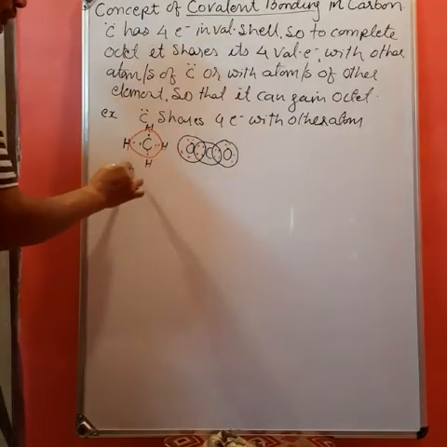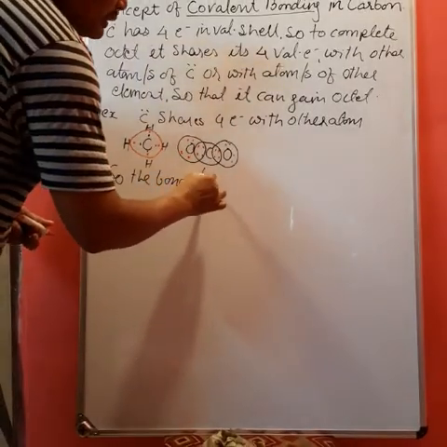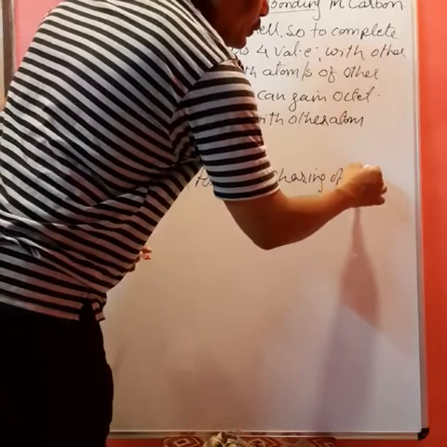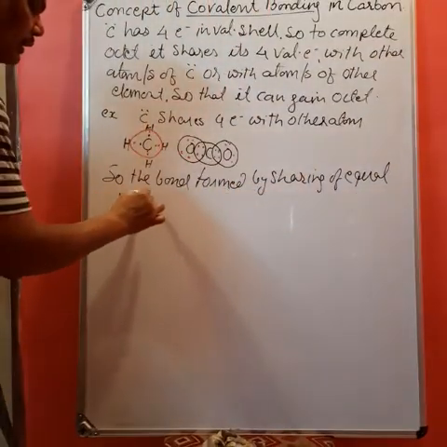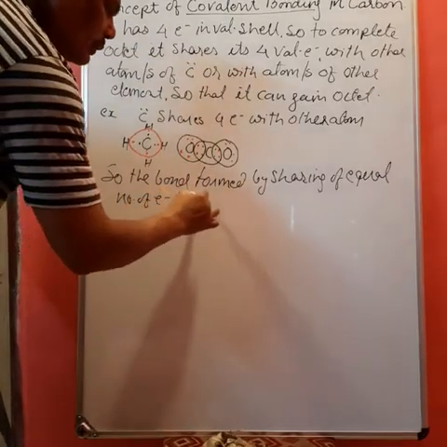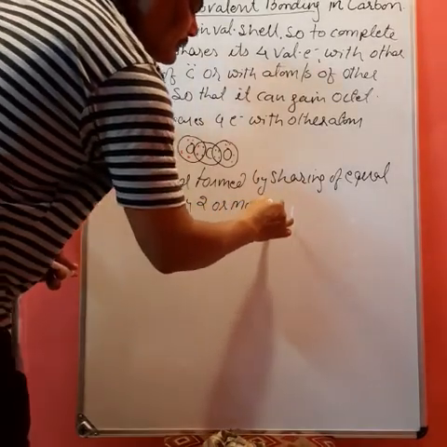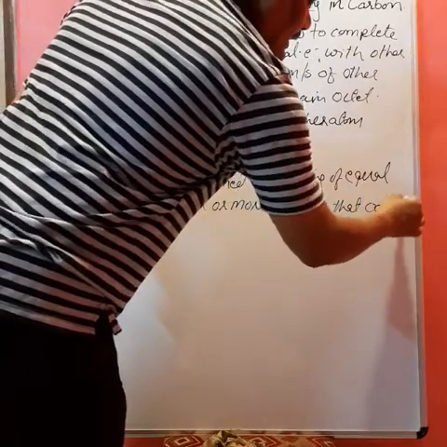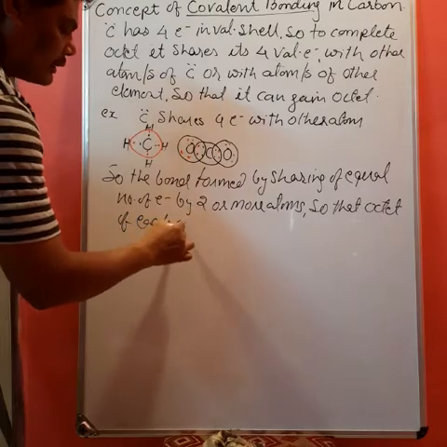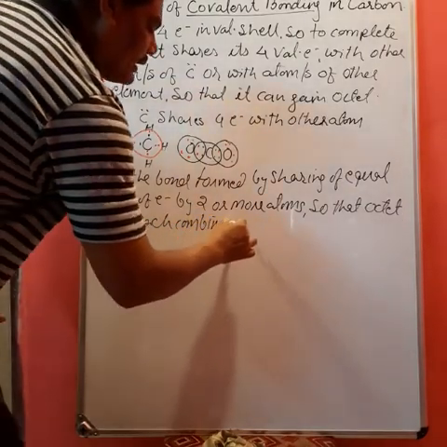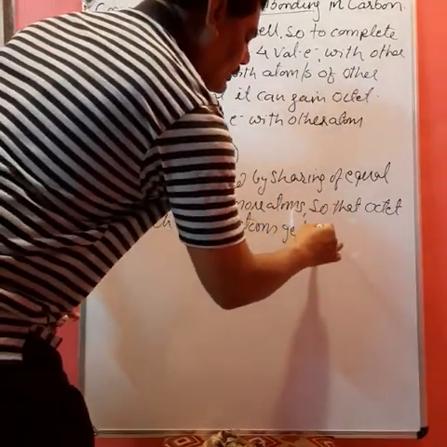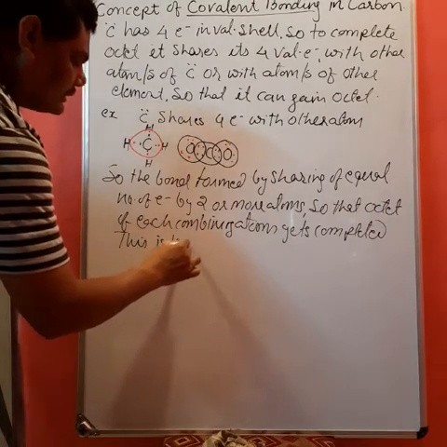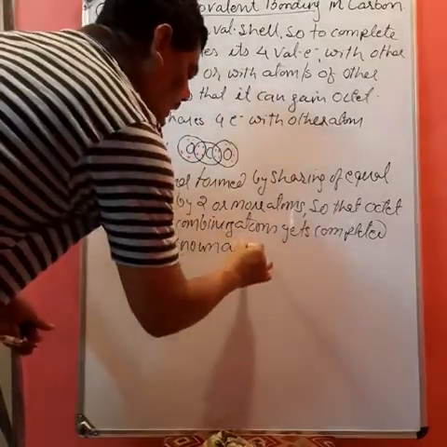So the bond formed by sharing of equal number of electrons by 2 or more atoms, so that the octet of each combining atom gets completed, this is known as what? Covalent bonding.